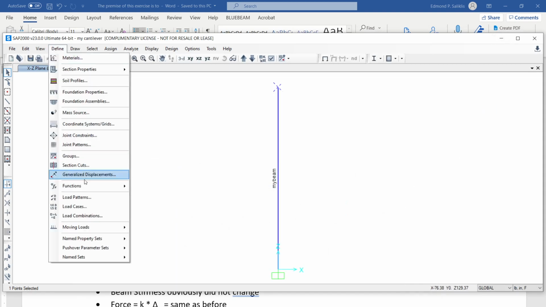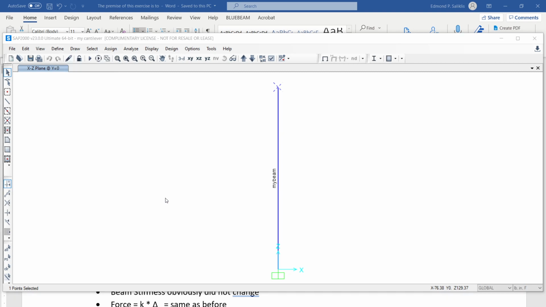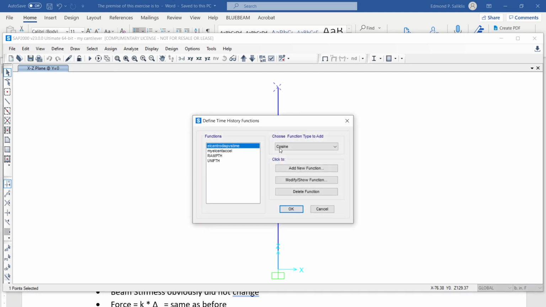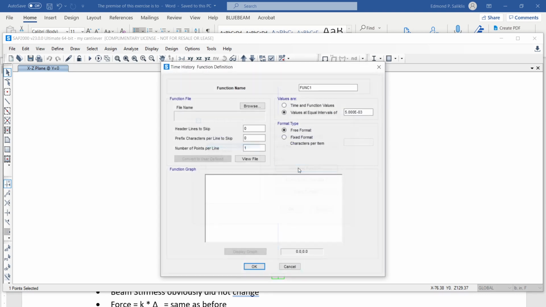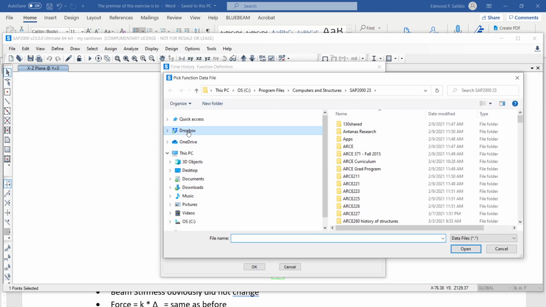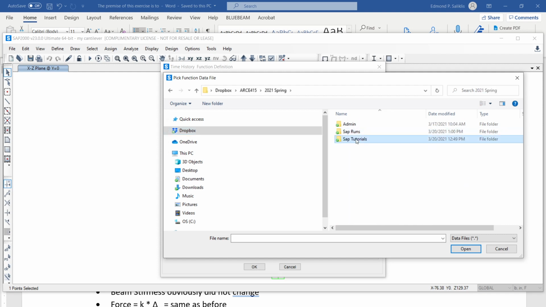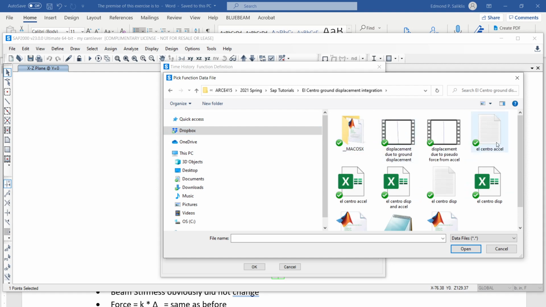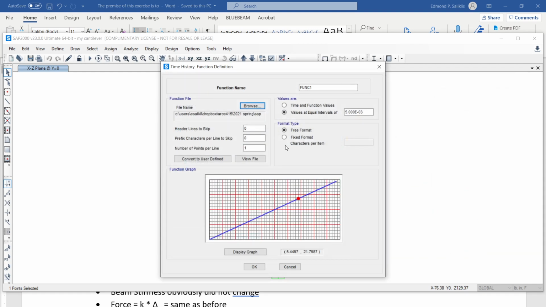You say define functions time history, and you will pull in here from file, add new function, and now go find that function. Here it is. Go find it. Tutorials, El Centro. Go find it. Acceleration. Boom. And it doesn't look right. It's got to be time and functions, and then refresh the graph here. And kaboom, you see it.